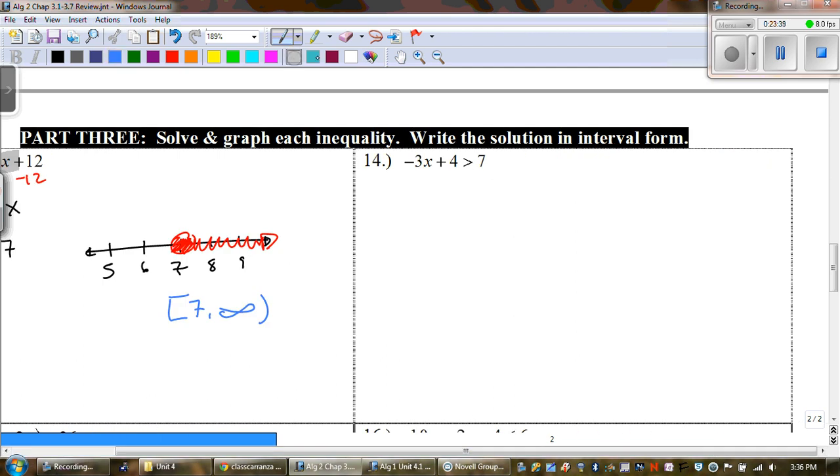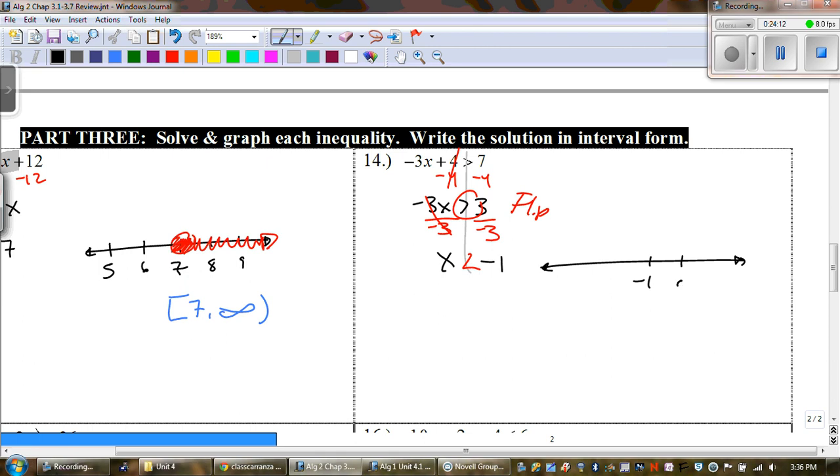All right, number 14. Draw the line down. Solve for x. I'm subtracting 4. We have negative 3x is less than 3. I divide by negative 3. And we divided by a negative, right? So if we divide by a negative, we have to flip the sign. So we get x is less than negative 1.